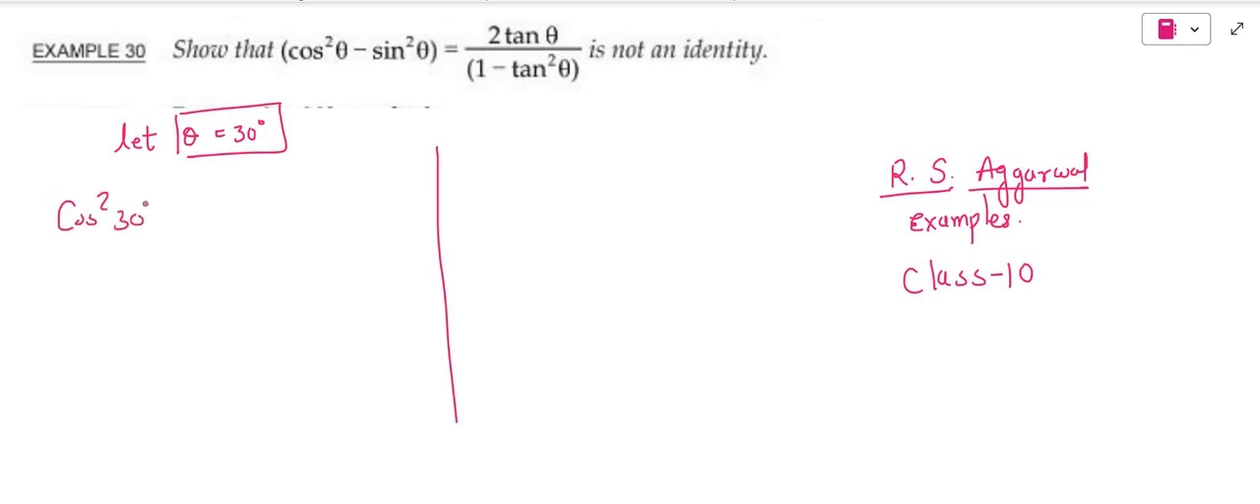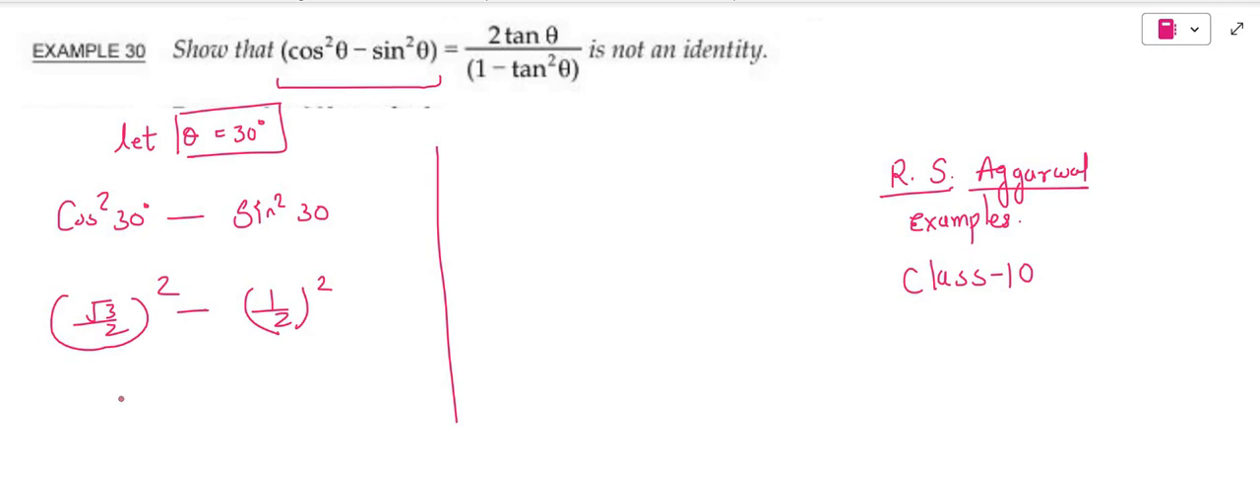So this is cos square 30 minus sin square 30. I kept 30 on both sides. So cos 30 is root 3 by 2 square. Sin 30 is 1 by 2 square. So this is 3 by 4 minus 1 by 4, which is 2 by 4, that is 1 by 2. This is the left side value.